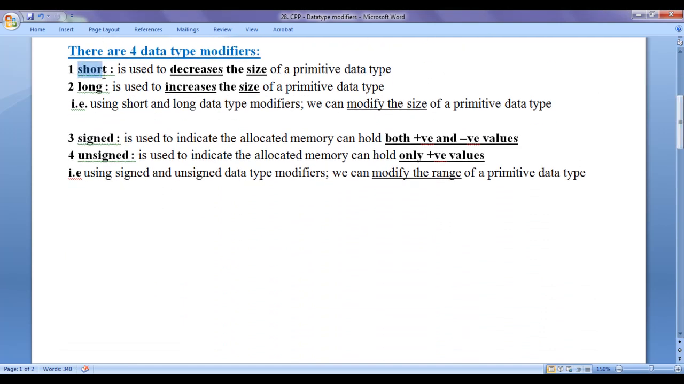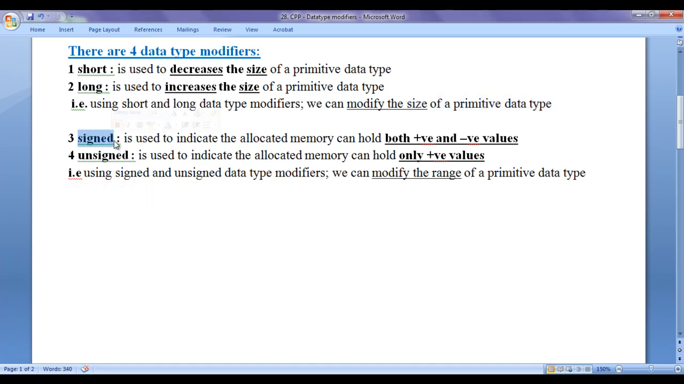Short data type modifier is used to decrease the size of a primitive data type, whereas long data type modifier is used to increase the size of a primitive data type. That is, using short and long data type modifiers, we can decrease or increase the size of a primitive data type, guys.